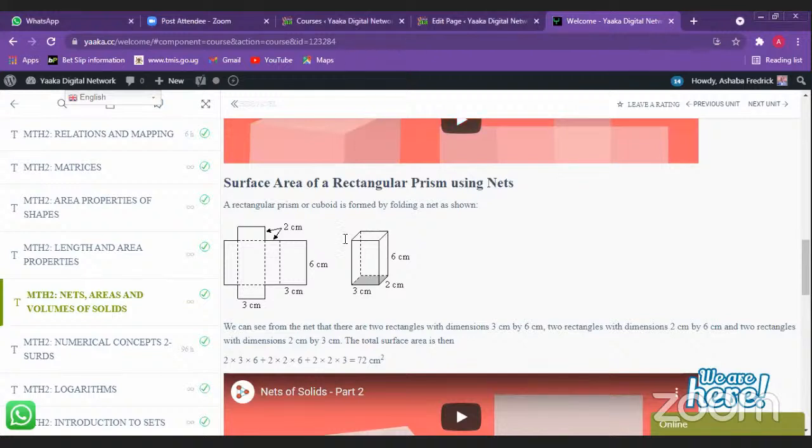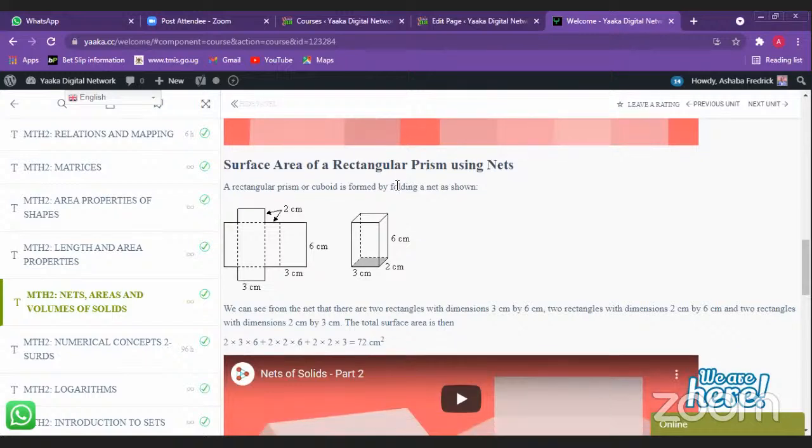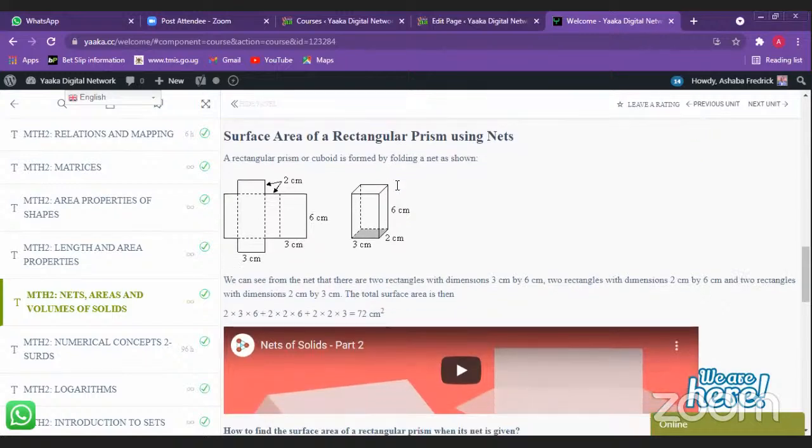So any question about the surface area of a rectangular prism? Any question about it? Okay.